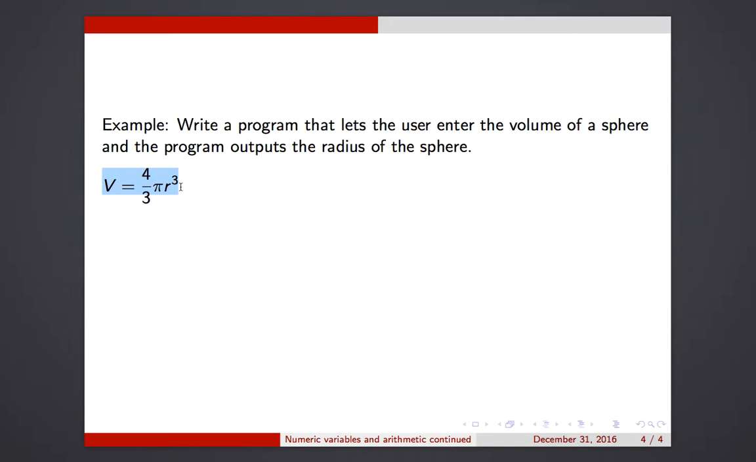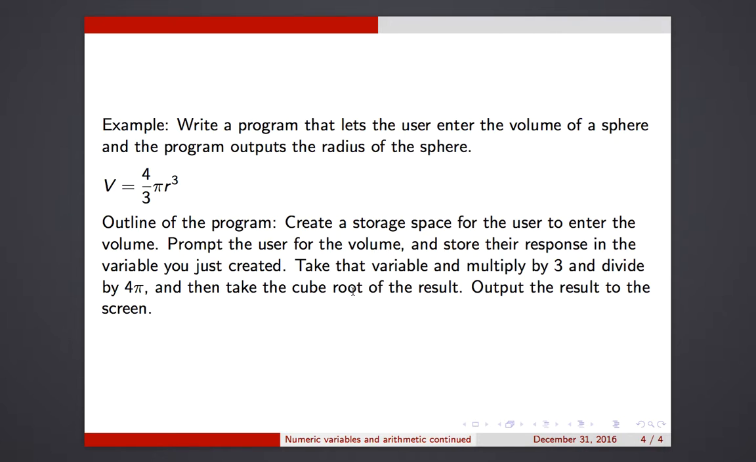This is what Google will give you. This is the volume of a sphere formula. So this is how volume and radius are related. So what does our program look like? Well, first of all, if the user is going to hand us a volume, we must create a storage space for it. So we have to create a variable for it, just like in the last video. We ask the user for the volume, and we store it. Then, we have to take this equation here. If you want the radius from the volume, you have to isolate the radius just like you would in an algebra course.